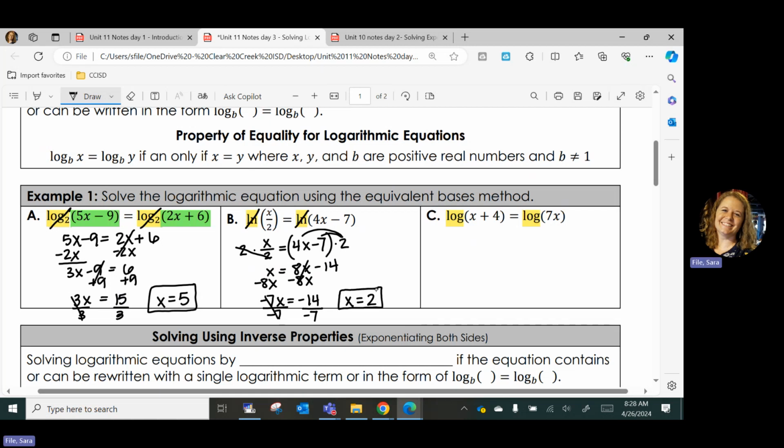I can always come back up here and test it out. 2 over 2 would be 1. So I'd have the natural log of 1 on the left. 4 times 2 is 8, minus 7 is also 1. So I have the natural log of 1 on the right. So it checks out. x is 2.